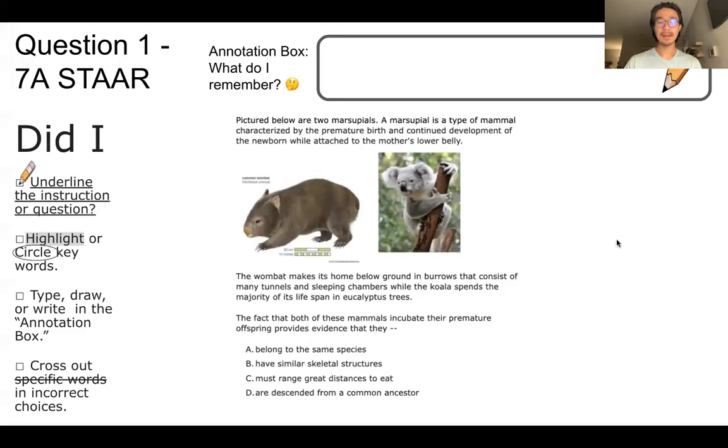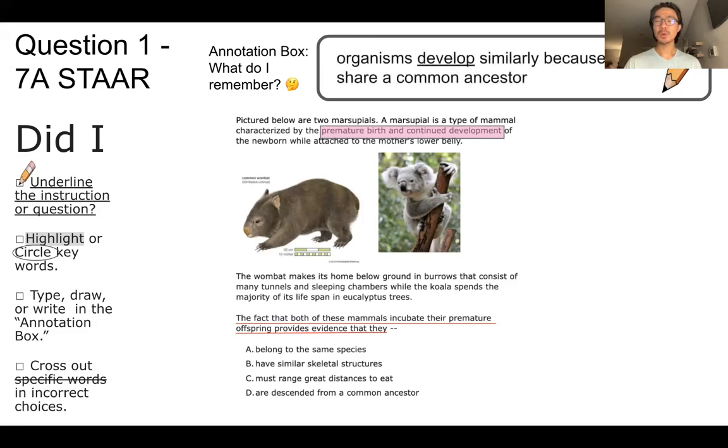Let's practice. First, underline the question. In this case, it's a set of instructions. The fact that both of these mammals incubate their premature offspring provides evidence that they, and you are to complete that sentence. Let's highlight some keywords that we've been looking at, including words we've heard today. Development is a word we heard over and over again, so let's highlight the word development. Next, what do we know about this word development? We know that organisms who develop similarly, that is because they share a common ancestor.